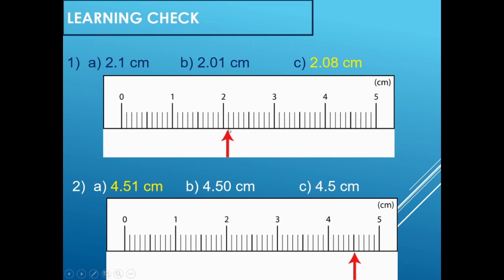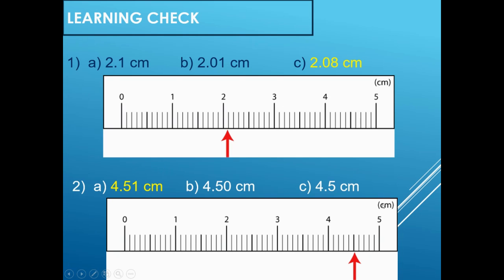So we are going to estimate that third digit. It's definitely past 5, so it can't be 2.01. And it's a ways away from 0.1, but not too far. So I'm going to estimate that at 2.08. You could probably call that 2.07 or 2.09 and still be within a good estimate.